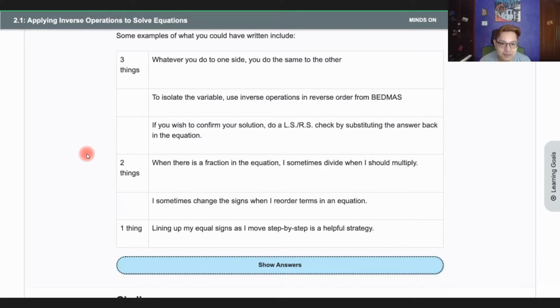To isolate a variable, use inverse operations in reverse order from BEDMAS. What it means is that, for example, if it's half x and you move that half to the right side, it becomes 2 over 1. So it's the inverse, it just reverses. It's the opposite. You need to put it the way they write it: to isolate a variable, use inverse operations in reverse order.